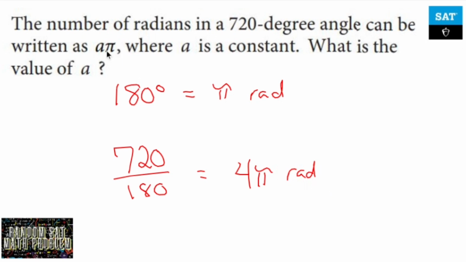So in this one, it's asking me what is A? A is a constant. A is 4. So this is a grid-in where you're just going to write out 4. 4 pi is the same thing as 720 degrees. Kind of a strange trig problem, but it worked out.